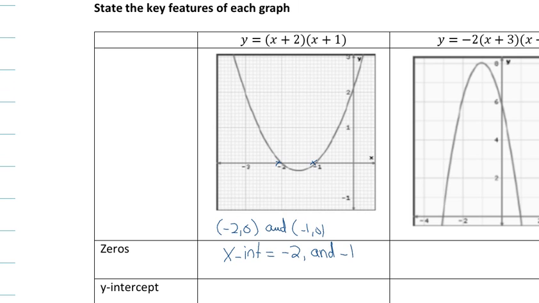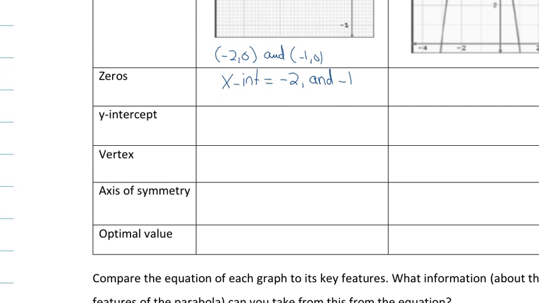Okay? The y-intercept is 2. I'm just making sure that it is actually 2. So the y-intercept is 2. Also, there are two ways that you can write this. You can write it as y-intercept equals 2, or you can write it as a point, which is 0 comma 2.